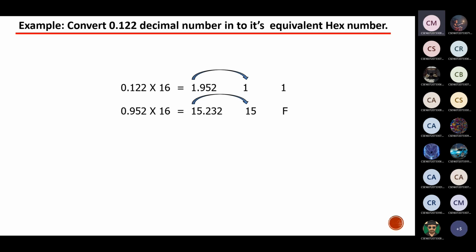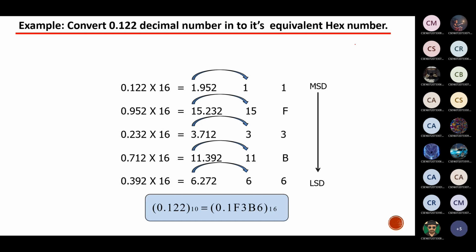Sir, 01F31. Answer is 0.1F31. Can you repeat once again? 0.1F3. 1F31. Okay, 0.1F31. Let us see.